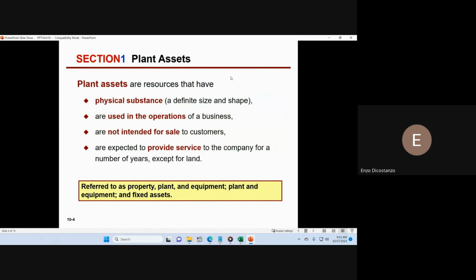What a plant asset is: it's got physical substance, it's got a definite size and shape, it's used in operations of a business. You don't take it with you when you go to McDonald's. You don't leave with a chair, although some people may have.